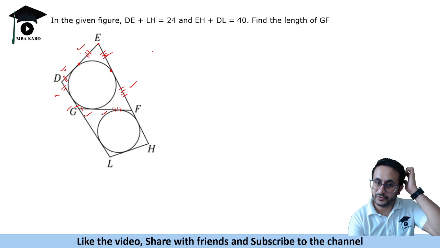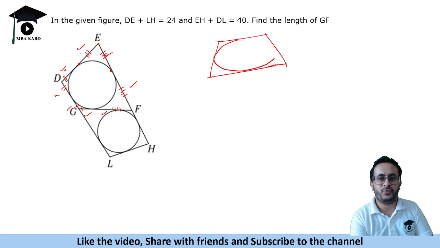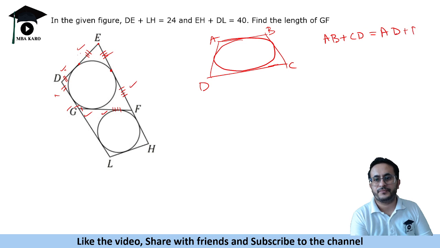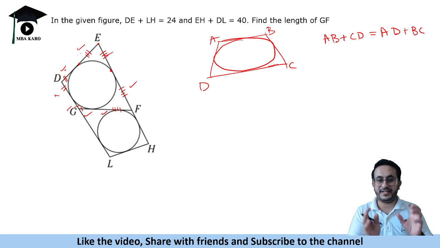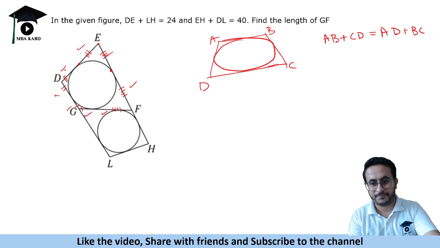So basically, when you have a circle inscribed, this is a theorem which says that if there is a circle inscribed in a quadrilateral, let's say the side lengths are AB, CD, then AB plus CD equals AD plus BC. So that is the theorem which says that the sum of opposite sides in such a quadrilateral is the same, right?